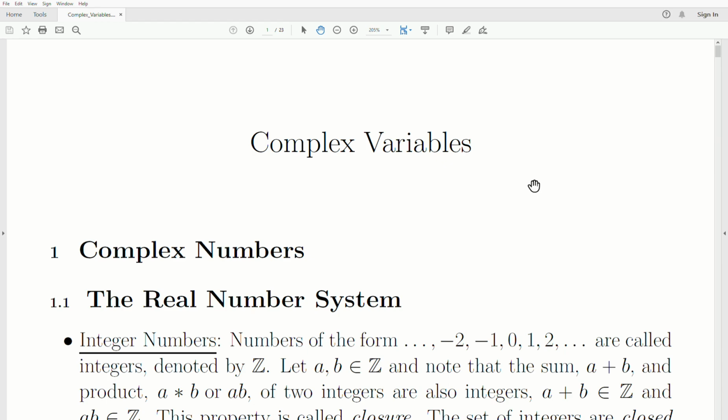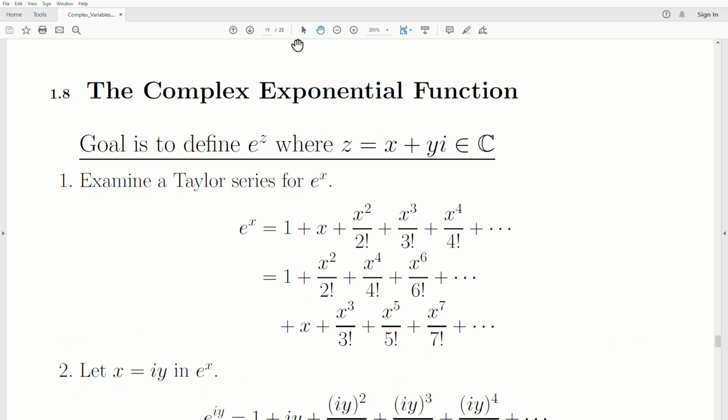Hello, this is the next video in a playlist that I'm calling Complex Variables, where we're going to have an in-depth analysis of complex variables or complex analysis. And the first component of this playlist is complex numbers. So let's jump to today's topic, which is the complex exponential function. And the goal is to define e to the z, where z is a complex number.